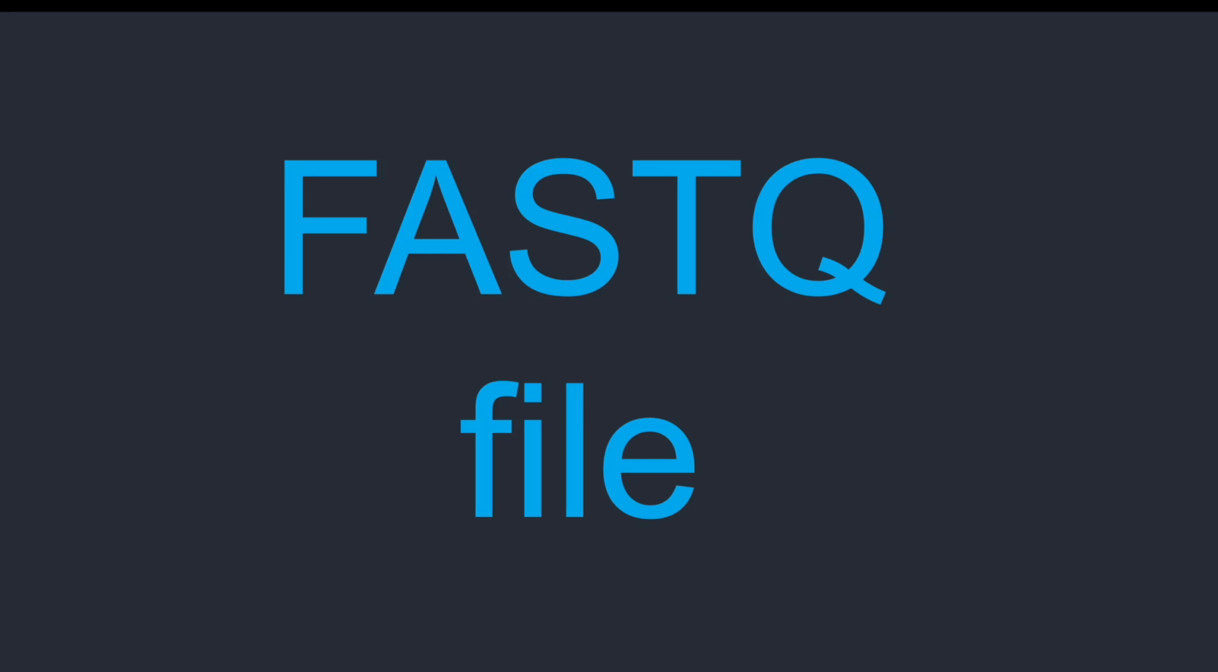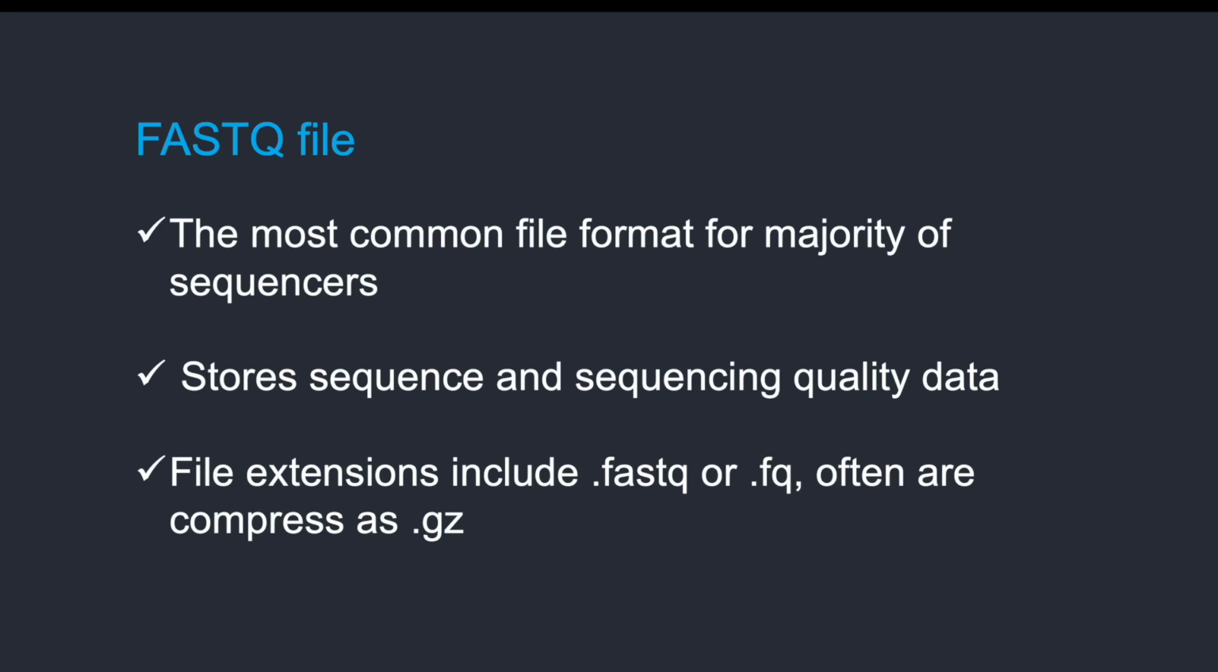Hello everyone, today we will learn about FASTQ file format. FASTQ file is the most common type of file format that stores raw sequencing information. That means this file has the nucleotide bases of a DNA sequence, as well as the quality scores of each of the nucleotide bases. Most of the sequencing machines provide raw sequencing information as FASTQ file. Also, most of the bioinformatics tools can recognize FASTQ file format as input for downstream analysis.